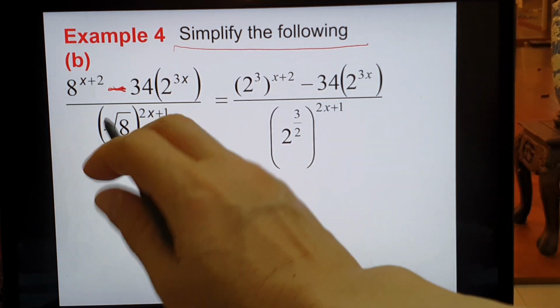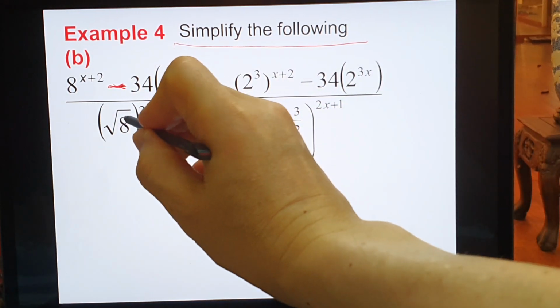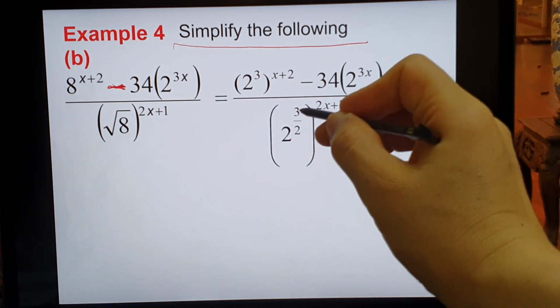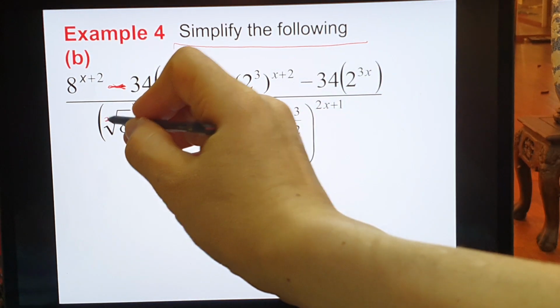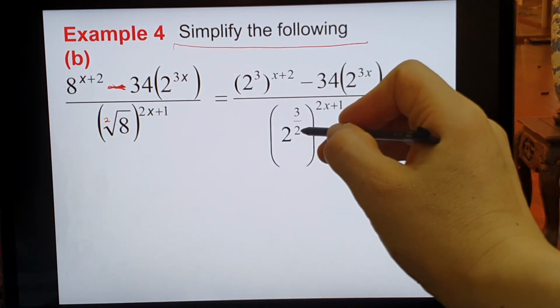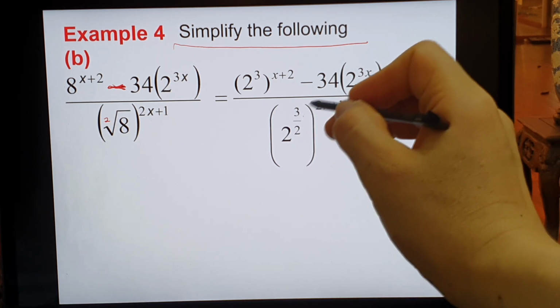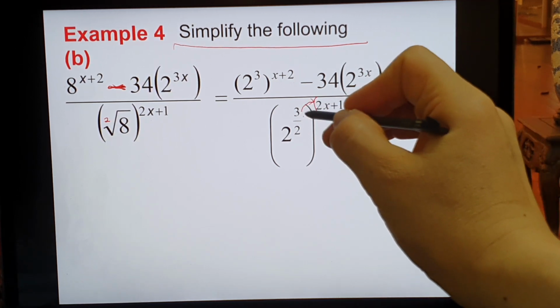How do I change this? Now 8 is actually 2 to the power 3, right? 2 to the power 3. And this root 2, square root, means over 2. Okay, then you take this times this times this.